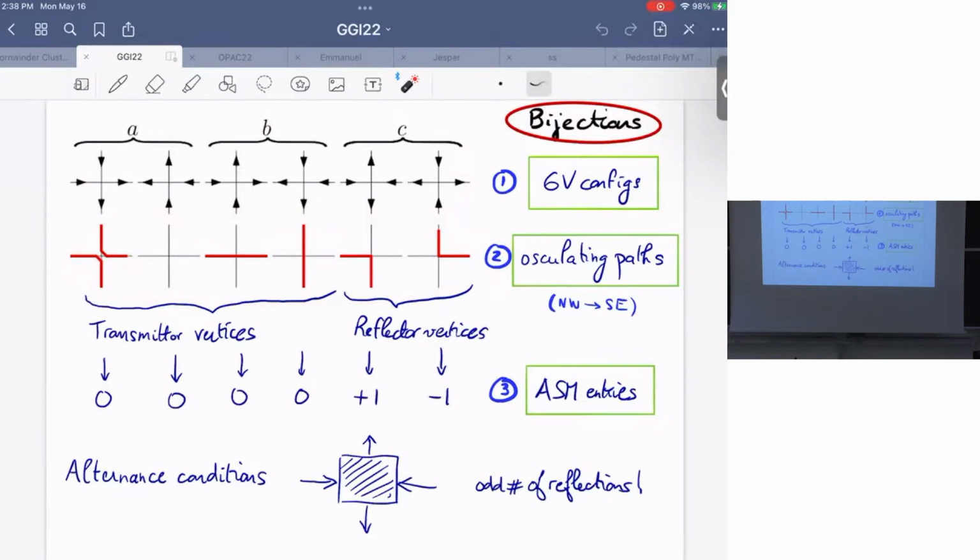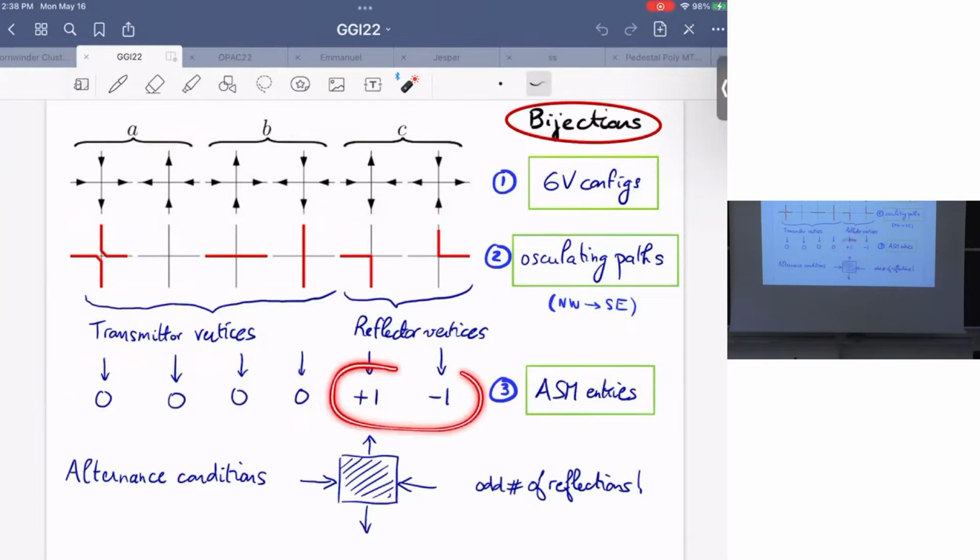And this vertex is a bit special. We still think of them as non-intersecting paths, but they share a vertex. So they just bounce against each other. That's what's called an oscillating path. Okay. And the last version is to just, again, look at this and realize that those vertices can be classified into two classes. There's those that transmit the arrows and those that reflect the arrows, right? So for the transmitters, we're going to replace the vertex by a number 0.